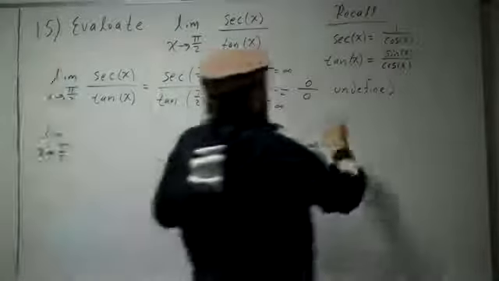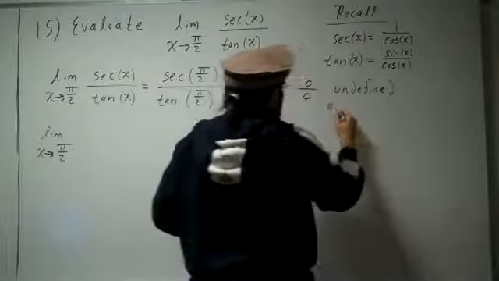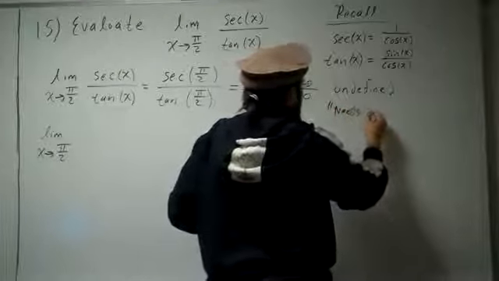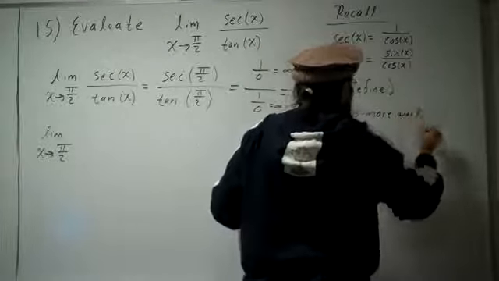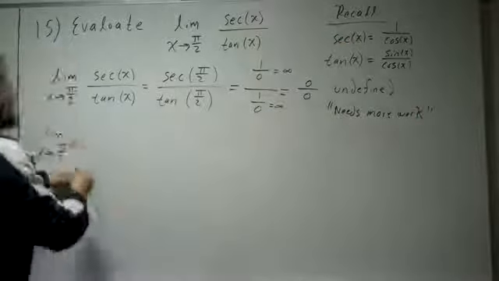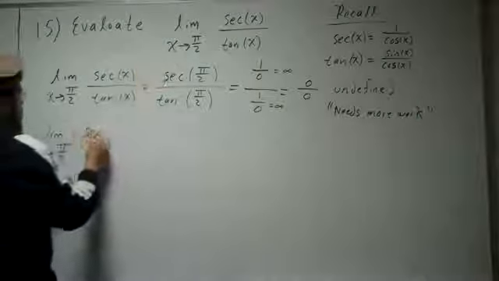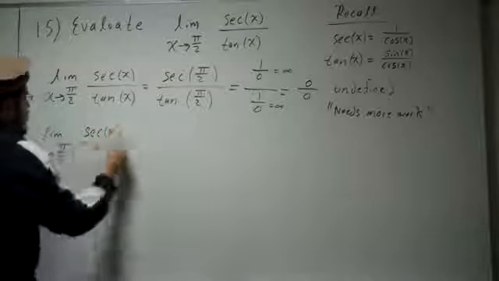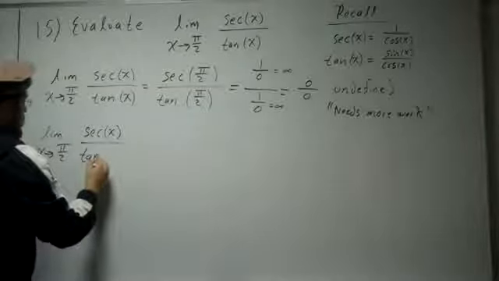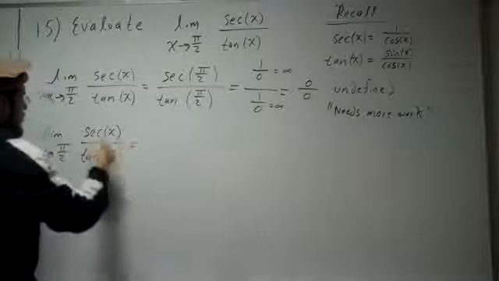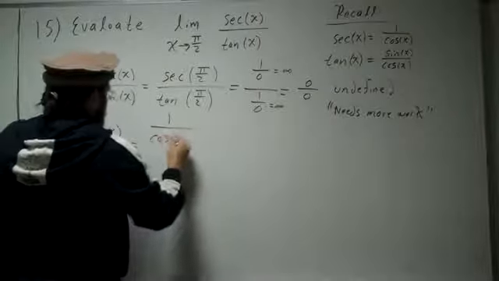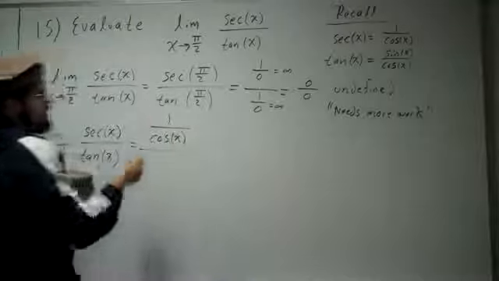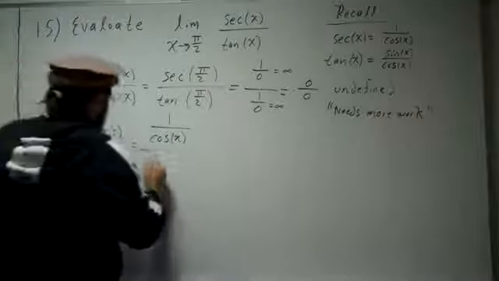So this means it needs more work. Alright, so that's how we go over here. Secant, I'm going to rewrite this, and then we'll go ahead and do the algebra. So we said secant is 1 over cosine, 1 divided by cosine, and tangent is sine divided by cosine.